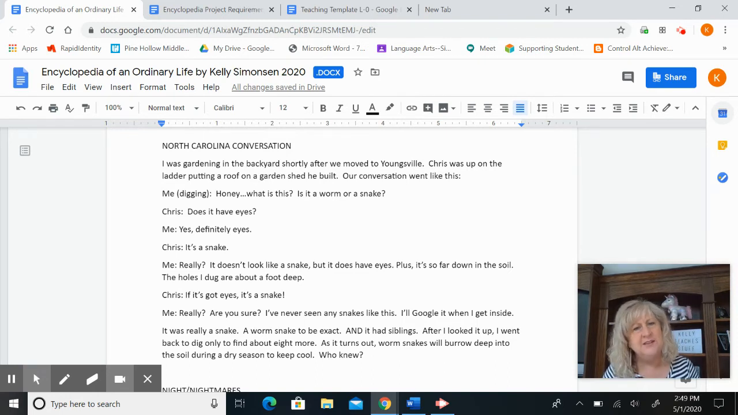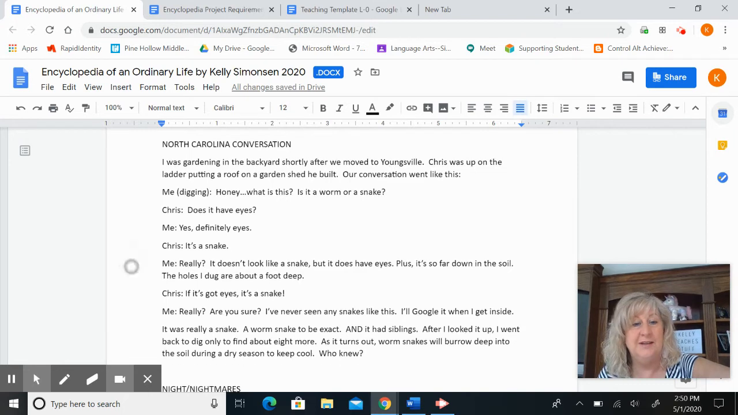Me, digging: Honey, what is this? Is this a worm or a snake? Chris, very nonchalantly: I will tell you. Does it have eyes? Me: Yes, definitely yes. Chris: It's a snake. Me: Really? It doesn't look like a snake, but it does have eyes. Plus, it's so far down in the soil. The holes I dug are about a foot deep. Chris: If it's got eyes, it's a snake. Me: Really? Are you sure? I've never seen a snake like this. I'm going to Google it when I get inside.